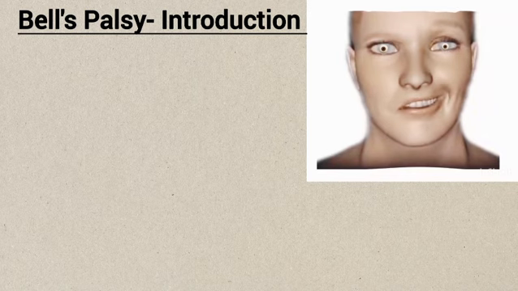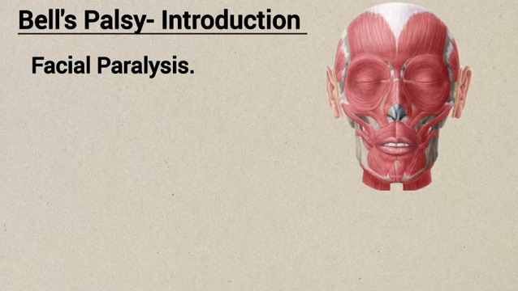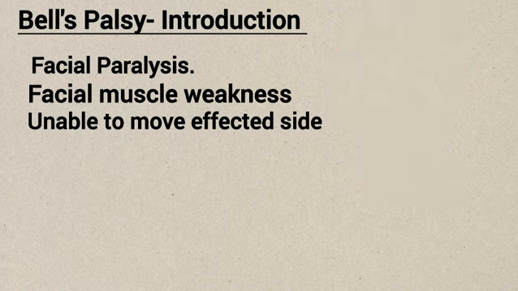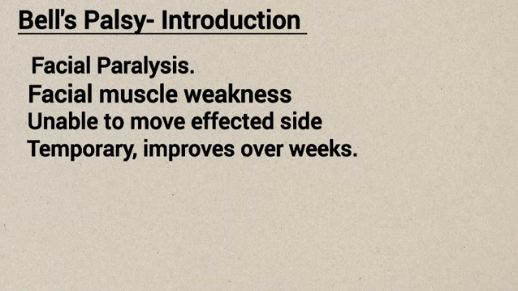In today's video we are going to discuss a disease known as Bell's palsy. Firstly, what is Bell's palsy? Bell's palsy is a type of facial paralysis that results in a temporary inability, meaning your face is unable to move the affected side. It is a facial muscle weakness, an inability to control the facial muscles on the affected side of the face. Is this temporary? In most cases the weakness is temporary and it can improve over weeks.